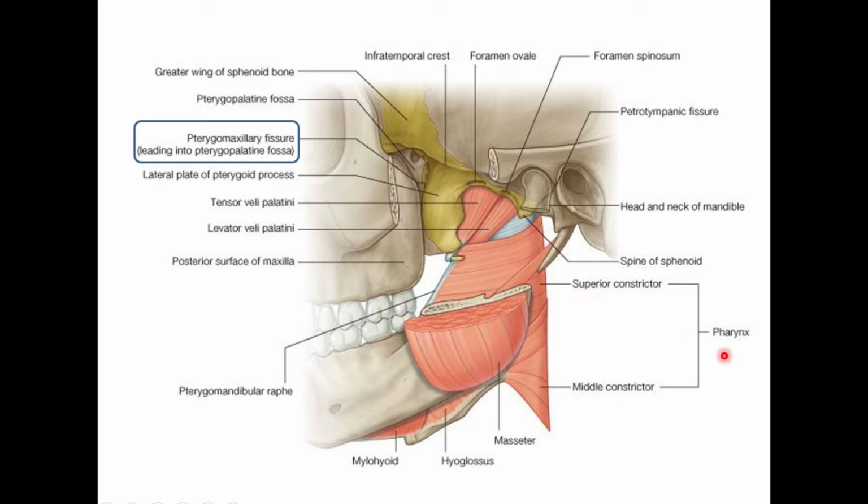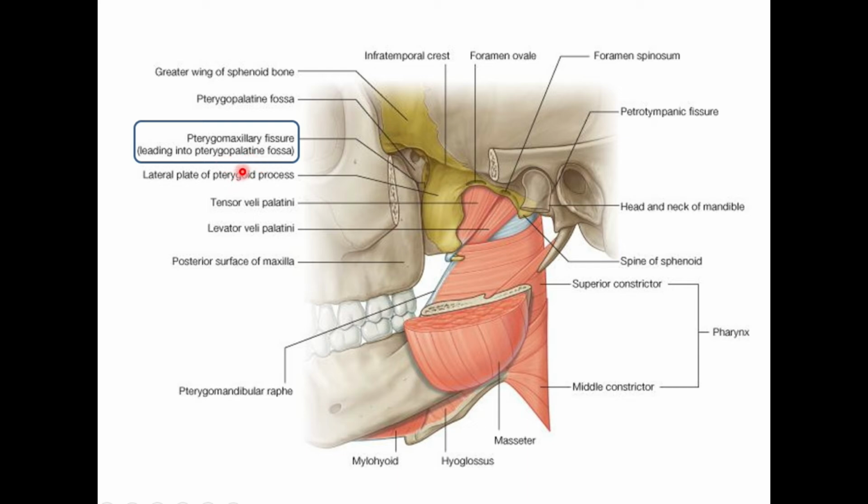You can see here this is superior constrictor. These are different muscles of the pharynx which are forming the wall. There is a very important fissure which is present in the medial wall of the infratemporal fossa called the pterygomaxillary fissure, and this is the fissure which is communicating this infratemporal fossa with the third important fossa called the pterygopalatine fossa.